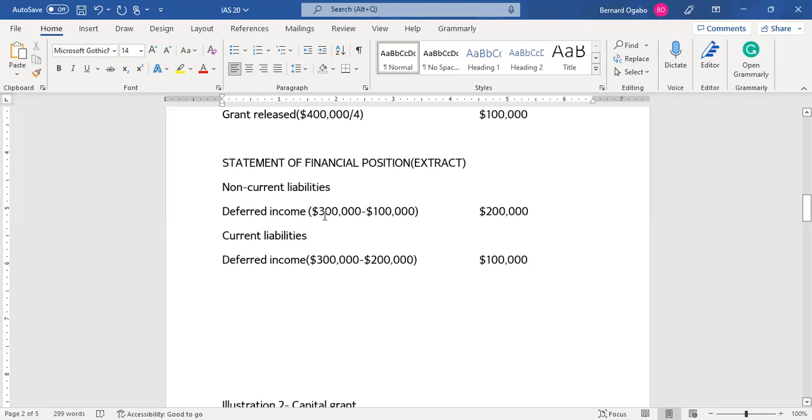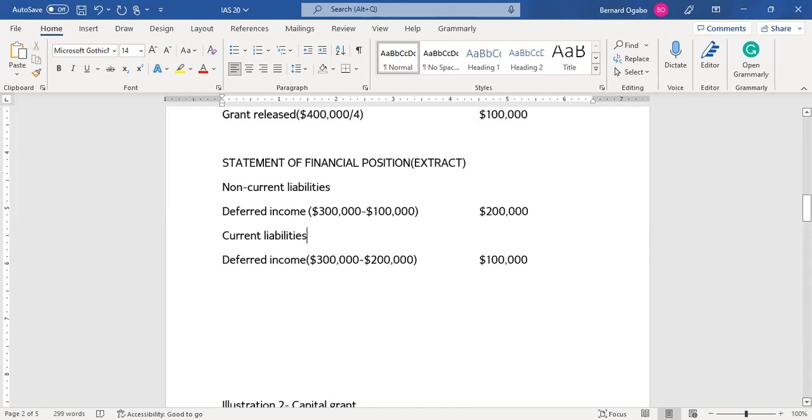So when you see 300,000 minus 100,000, the balance of non-current liability is 200 and current liability is 100. The reason is that 100,000 is due for me to use in the next 12 months, and the other one I won't use until beyond 12 months. Of course, that's why we call it a non-current liability. So that is how to look at revenue grant.